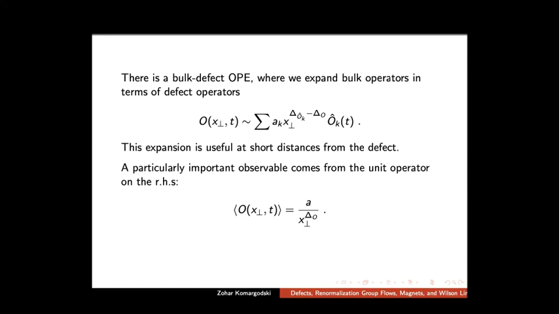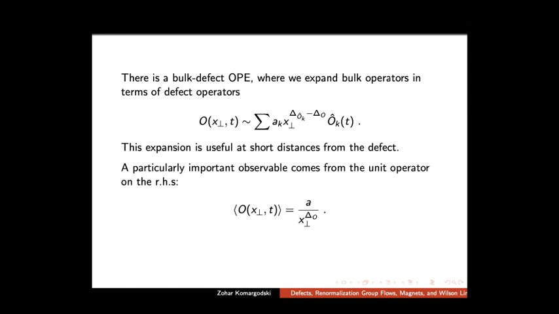So the very important conceptual thing is that there is an operator product expansion for bulk operators in terms of defect operators, but not the opposite. So you can expand any bulk operator, which is at X transverse away from the impurity, in terms of operators at the same time. So it's an expansion at fixed time with some powers that depend on the distance from the impurity, and the exponents depend on the scaling dimension of the defect operators and the bulk operators via this combination here. And as any operator product expansion, this is useful at short distances.